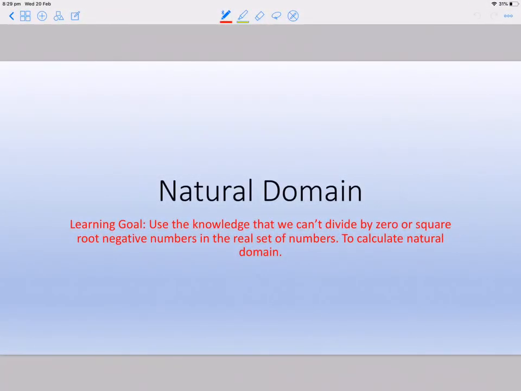Okay, so we're looking at natural domain in this lesson. This is sort of a tack-on to domain and range. It's a very common HSC question, and we're going to look at a few things.